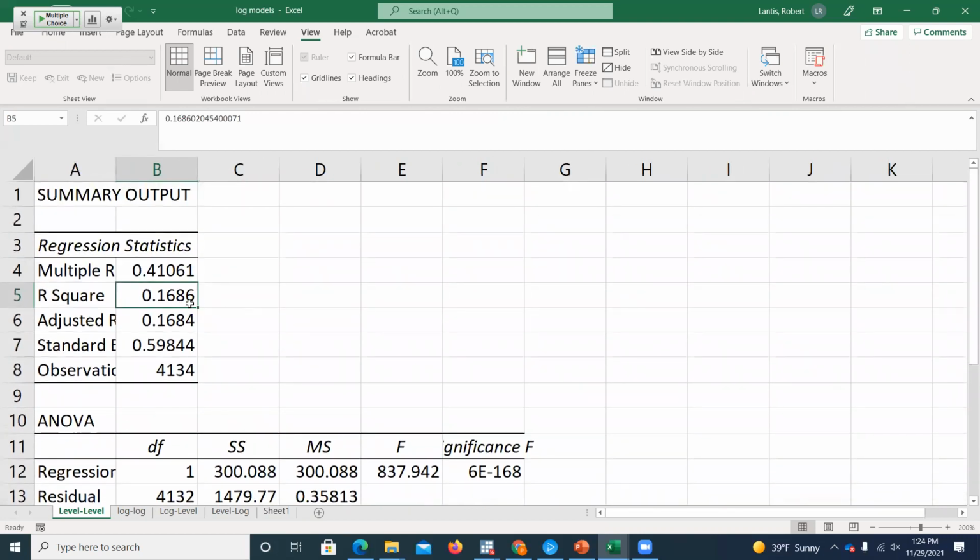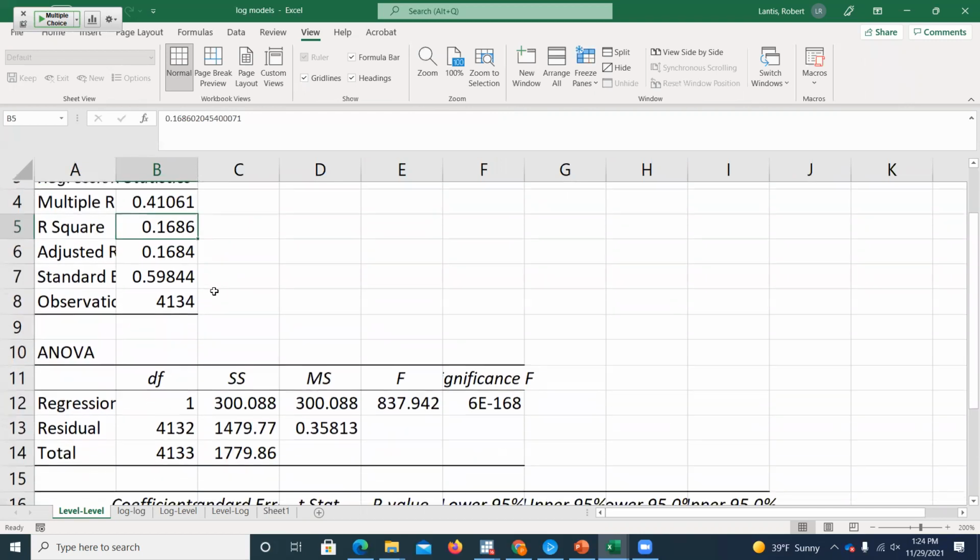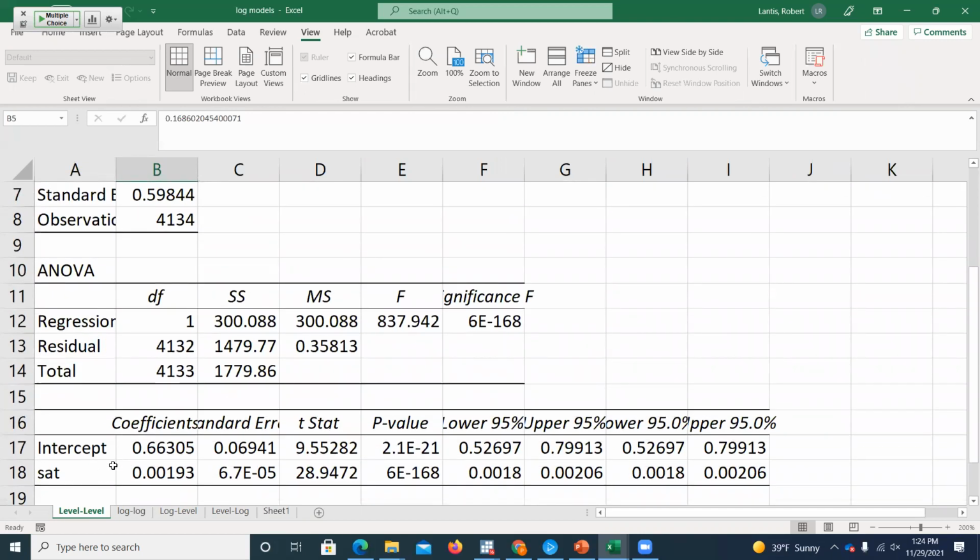So 0.168, so 16.8% of the variation in GPA is explained by just including SAT as a right-hand side variable. Now, we talked about it before. We know that's biased. We could throw in all those other control variables we have. I just want to focus on the log stuff for right now, so we're not using additional controls. So how would I interpret this coefficient? It's just a normal level model.